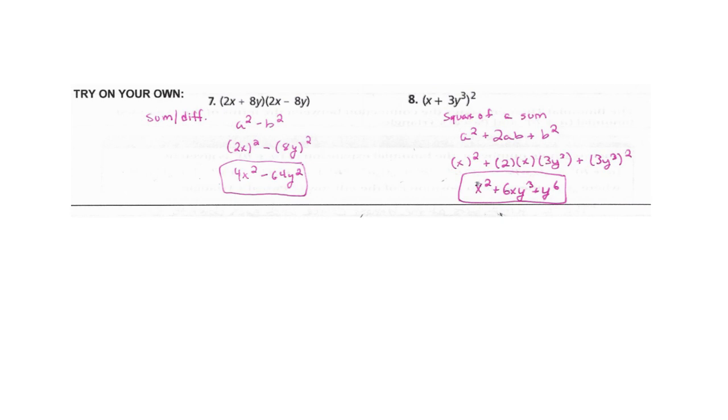All right, so now I want you to try them on your own. First one's sum and difference, and the second one is square of a sum. Okay, so try these on your own, pause it, and then I'll show the solution. All right, so first one sum and difference, second one square of a sum. So just use the formula and substitute your a and your b into the formula.